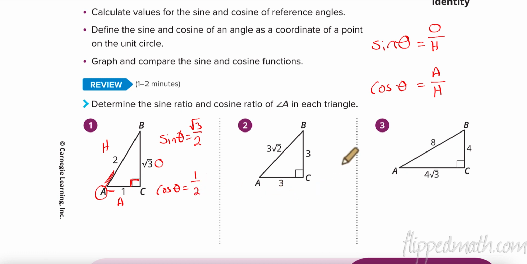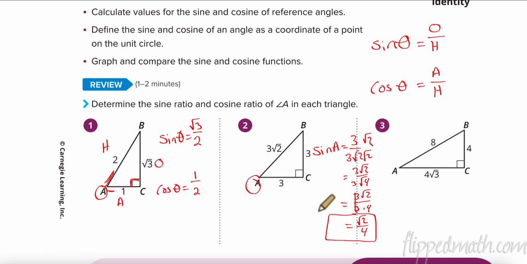All right, let's do one more. Let's do A here. So sine of A for this one is opposite 3 over hypotenuse 3 radical 2. Now, we do not like radicals in our denominator, so we have to do what's called rationalizing it. That means I have to multiply by the same radical. So I have 3 radical 2 over 3 radical 4. The square root of 4 is 2, so this is 3 radical 2 over 3 times 4. These cancel, so this would be radical 2 over 4. And that would be our sine, our opposite over our hypotenuse.